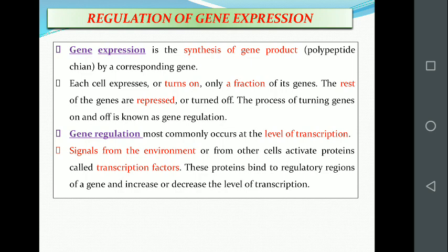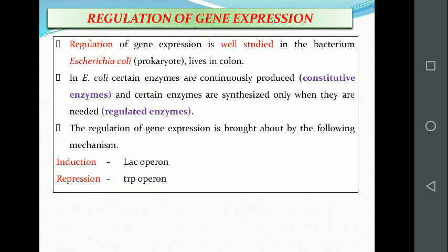So either we can switch on or switch off, and at the same time we can increase the rate of the synthesis and decrease the rate of the synthesis also. So that is called regulation. The best studied example of regulation of gene expression is the lactose operon. Jacob and Monod, two scientists who investigated the lactose operon, proposed the regulation of gene expression theory by taking the example of lactose operon.